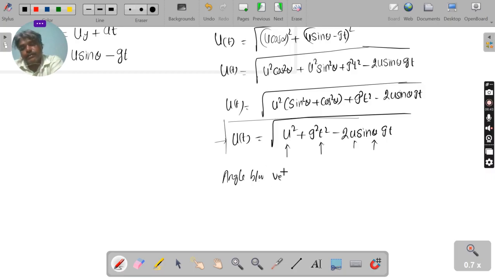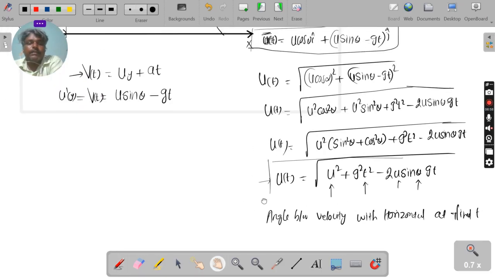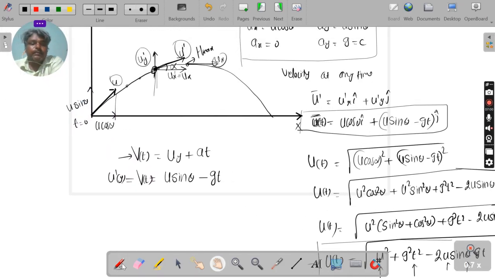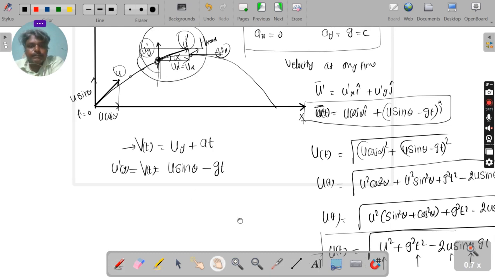Angle between velocity with horizontal at time t. Time t ல அதோட ஆங்கிள் எவ்வளோ? At any time t the u dash makes angle alpha with the horizontal. நம்ம இங்கே வந்து tan theta சப்ஜெக்ட் பண்ணிக்கலாம். ஸோ நான் இந்த ட்ரையாங்கிள் மட்டும் தனியாக இங்கே வரைகிறேன்.